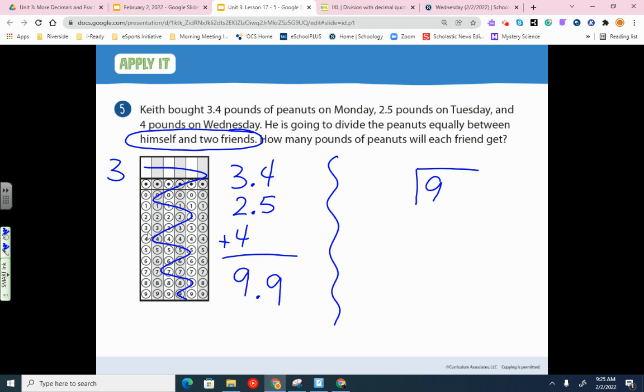So let's divide 9 9/10 pounds of peanuts between 3 kids. Let's bring our decimal point up. 3 goes in 9 that many times. Bring down your 9. 3 goes in 9 3. So your answer is each kid gets 3.3 pounds of peanuts. All right, cross off 6. Turn the page.